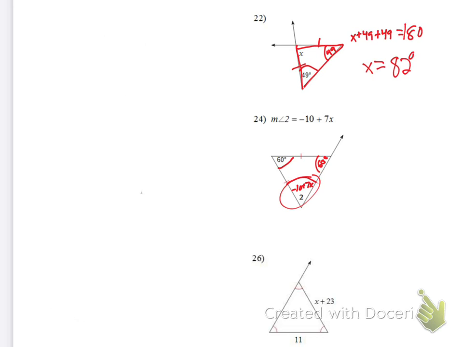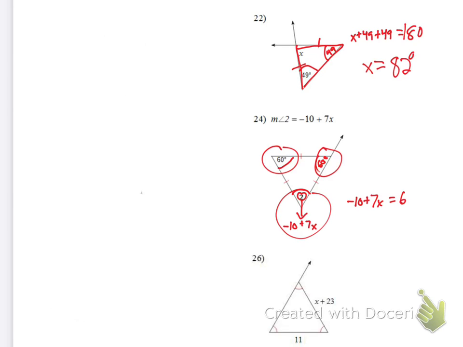So let me rewrite this because it's kind of sloppy. For angle 2 right here, that's equal to negative 10 plus 7x, that angle right there. I know that this angle, this angle, and this angle, each one of these has to equal 60 degrees. So if I'm just looking for what x is, I'll just set negative 10 plus 7x equal to 60. So 7x is then going to equal 70. x will be 10.